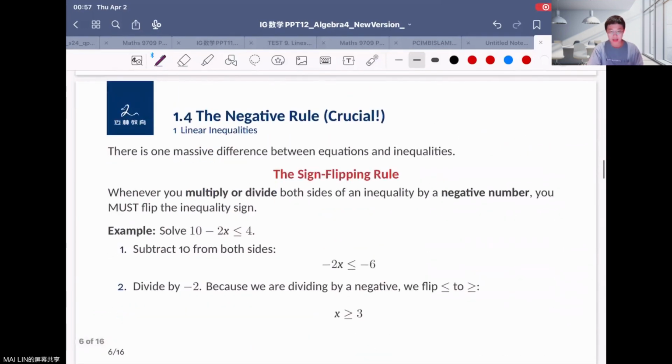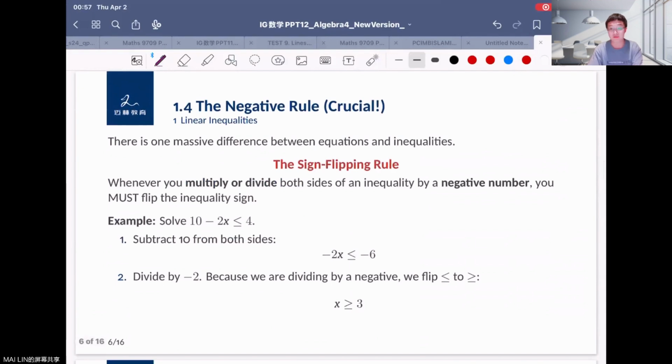And here is the rule about negatives. It's very crucial and very important for you to remember. Here is an example: 10 minus 2x smaller or equal to 4. First we subtract 10 on each side. It becomes -2x, and 4 minus 10 is -6. So -2 times x is smaller or equal to -6. And then you divide by -2 on both sides.